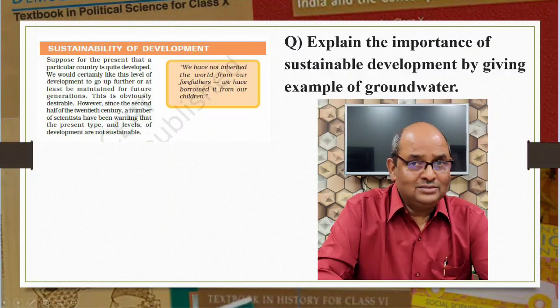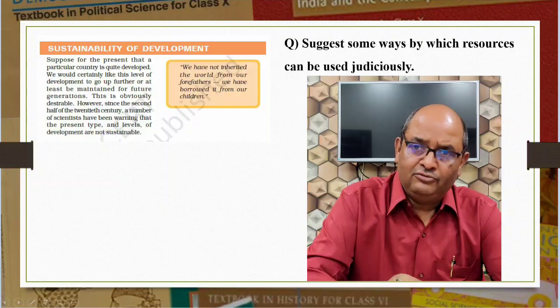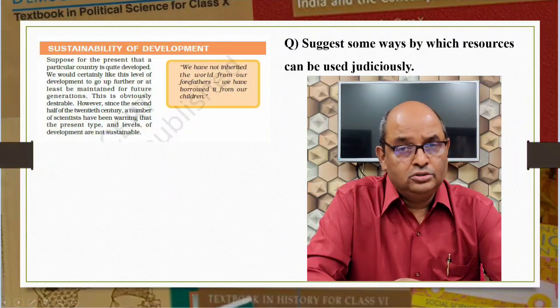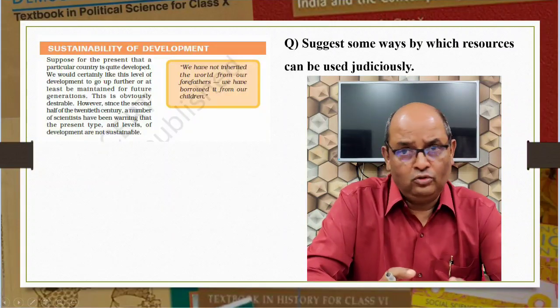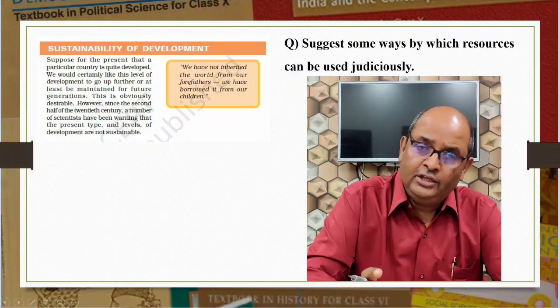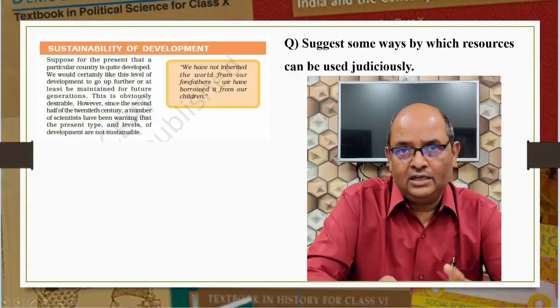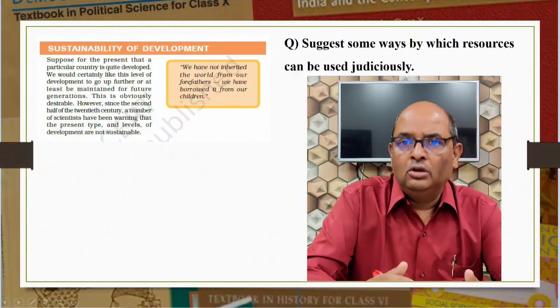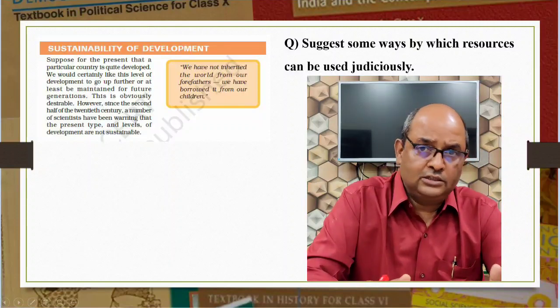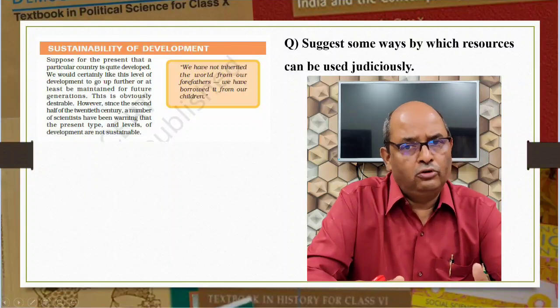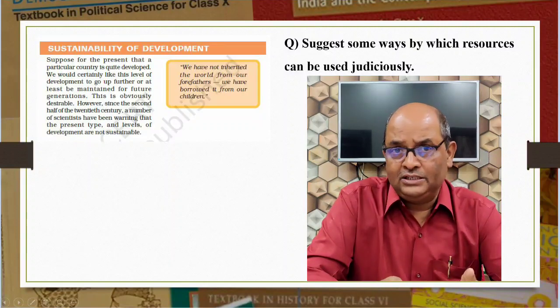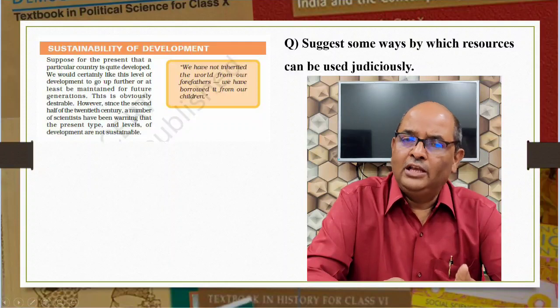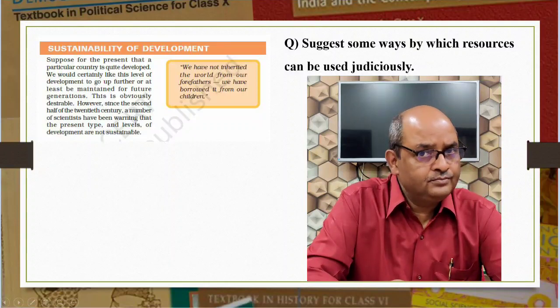Sometimes you may be asked, suggest some ways by which resources can be used judiciously. This is an open question. You have to think then and there and write the answer. For example, you can think of using bicycle or walking for short distances rather than using a two-wheeler or four-wheeler. This can help in saving fuel and also will help in reducing air pollution.